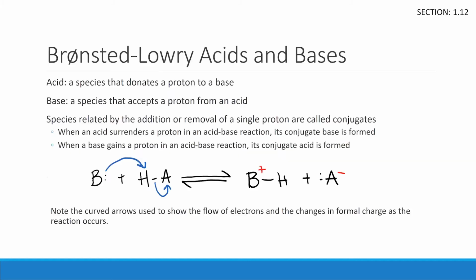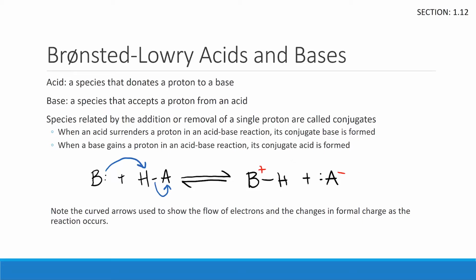So the Bronsted-Lowry theory, to remind you, defines an acid as a species that donates a proton to a base. And the base, oppositely, is a species that accepts a proton from an acid. So it's all about movement of protons, or H plus ions, right? Hydrogen ions. So species related by the addition or removal of a single proton are called conjugates in this theory.